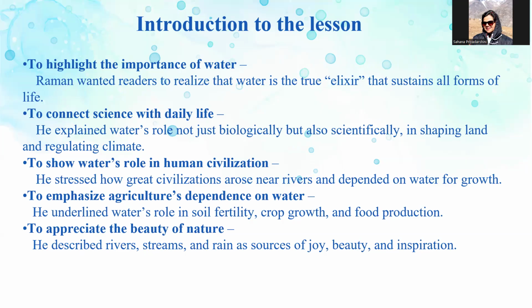Almost all civilizations start near river banks because for everything we do, we need water, and to emphasize agricultural dependence on water. So he underlined water's role in soil fertility, crop growth, food production and food prosperity also. He not only talks about these uses, but also the aesthetic part of water, the beauty of nature. We can see the rivers, streams, rains, and we just enjoy the beauty. It has become an inspiration for so many poets to write beautiful poems.